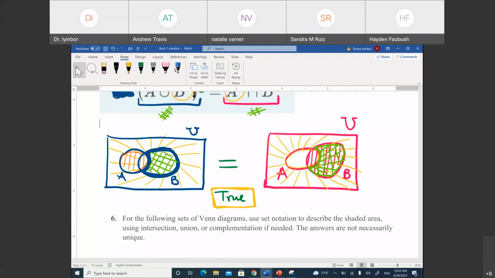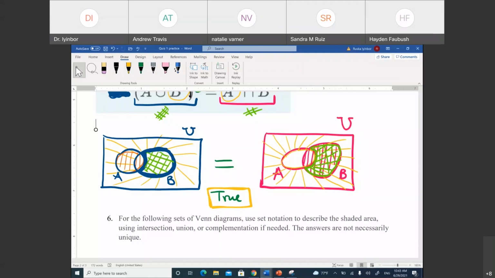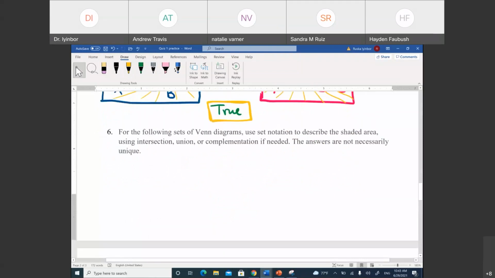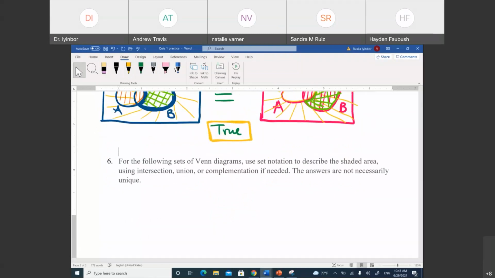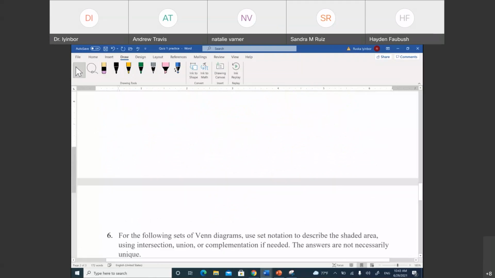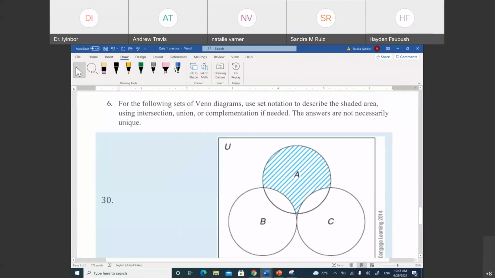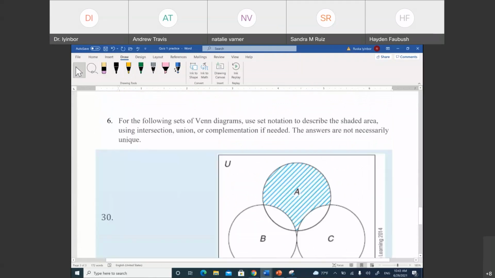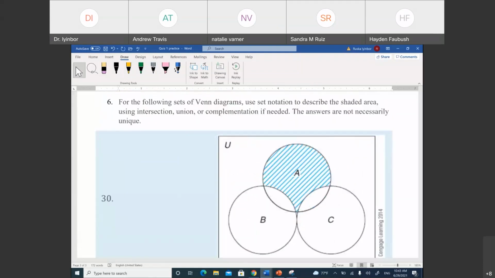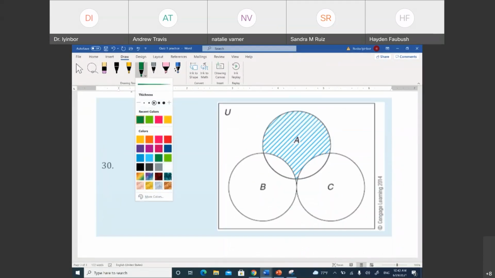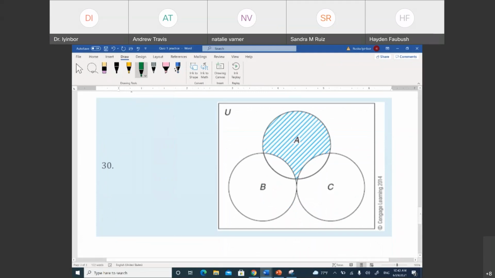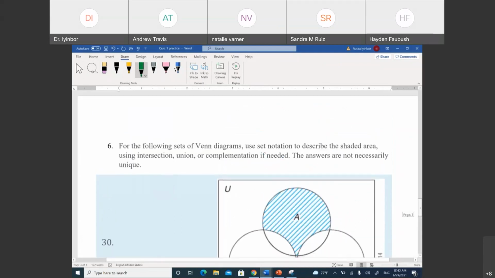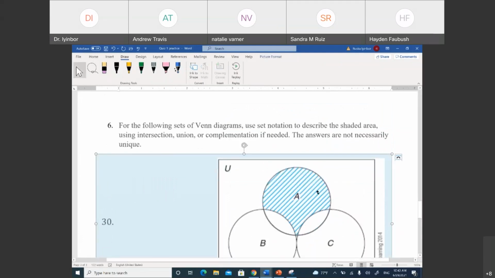Okay? So then we're going to go to the next one, which says for the following Venn diagrams. Actually, let's put it down here. For this Venn diagram, we have only one of those. Use set notation to describe the shaded area using intersection. So these are the symbols. I took this from the book again, it's number 30.